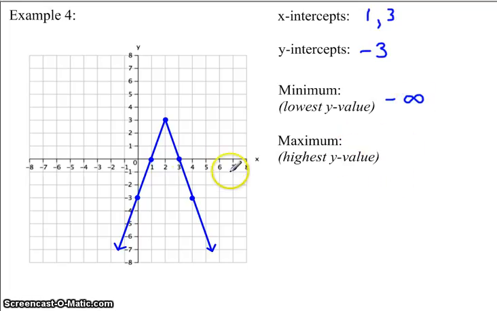This does have a maximum value. This peak right here, the maximum y value looks to be 3. And that's it. So these are 4 good examples to show you the intercepts and the minimum and maximum values. So let's get to the questions.